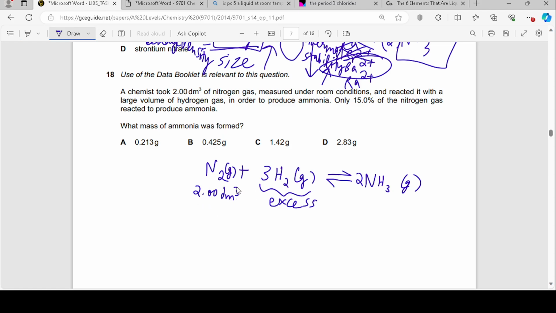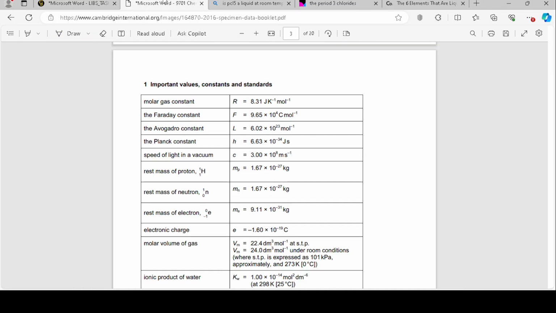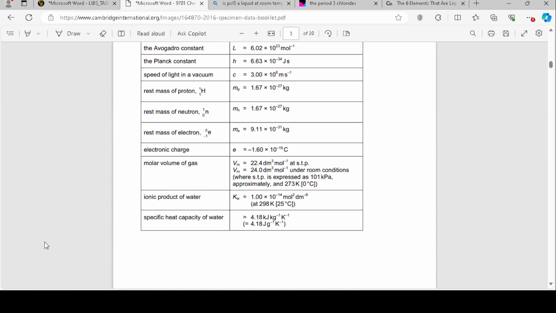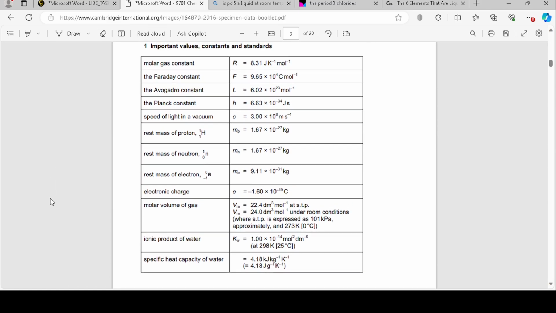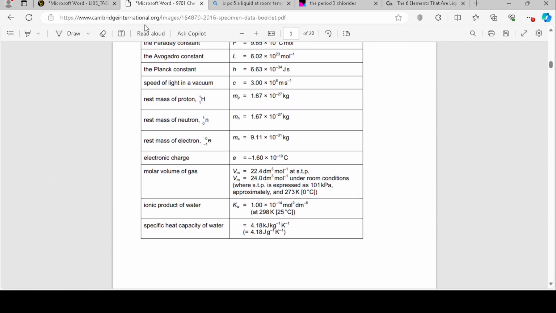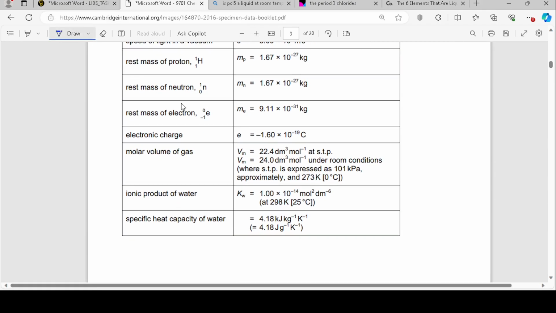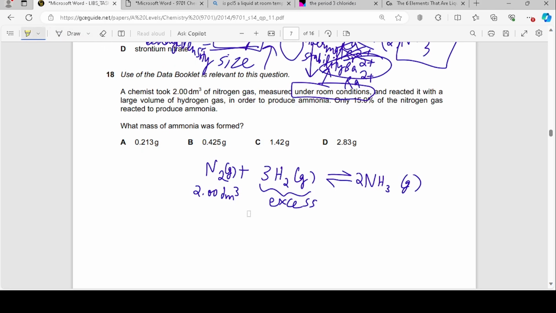So it's under room conditions, right? So I can assume that under room conditions, 1 mole of a gas occupies 24.0 cubic decimeters, if I'm not mistaken. Did they mention that in the data booklet somewhere? They did. Here, see, molar volume of gas, Vm equals 24.0 cubic decimeters per mole under room conditions. Okay, so n equals V over 24.